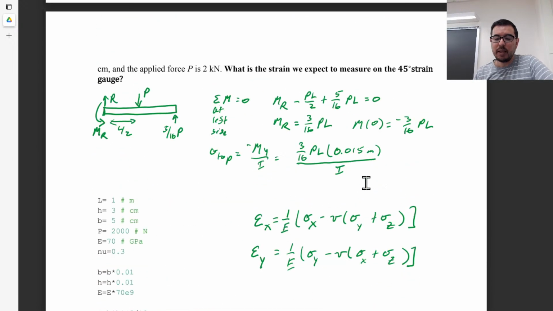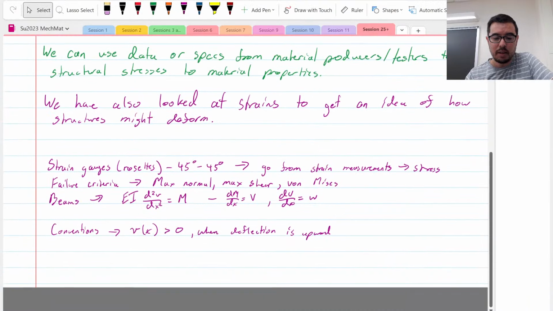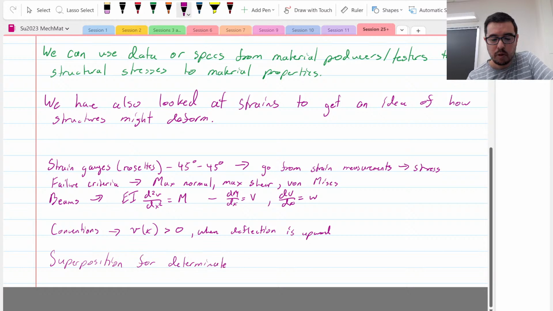All right. So that's kind of what I would know how to do, right? I would know how to do integration, figure out beams. I'd know how to use the conventions, and I'd be able to handle the superposition, for determinate and indeterminate beams. Okay. Great.